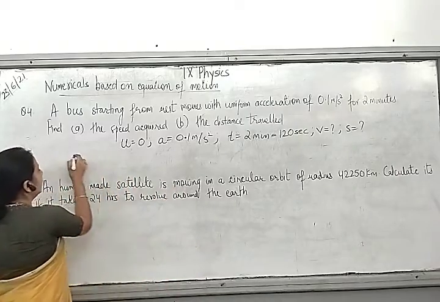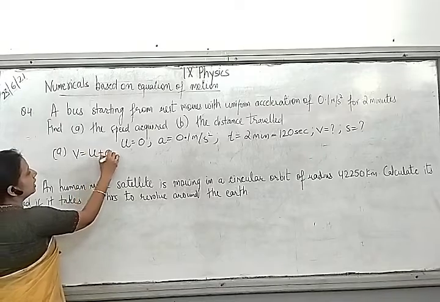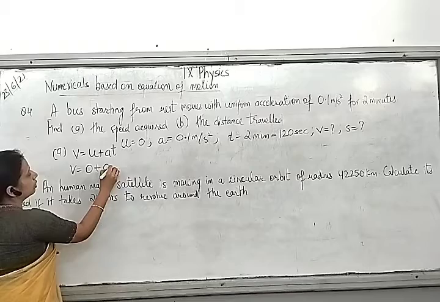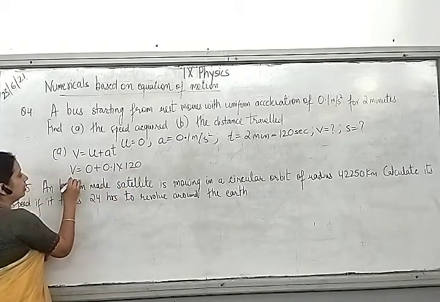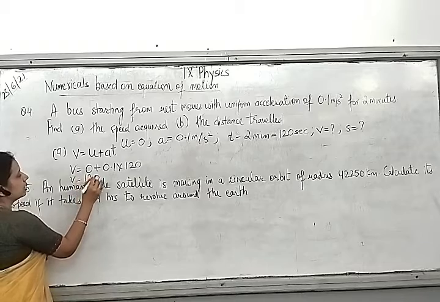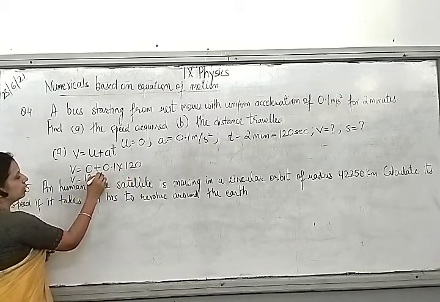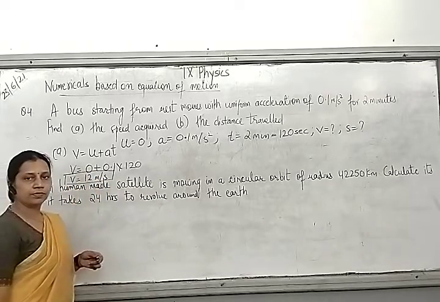So for finding V, I will use V equal to U plus AT. So, U is 0, A is 0.1, and t is 120. So V is 0.1 into 120, which is 12 meter per second. So this is your answer.